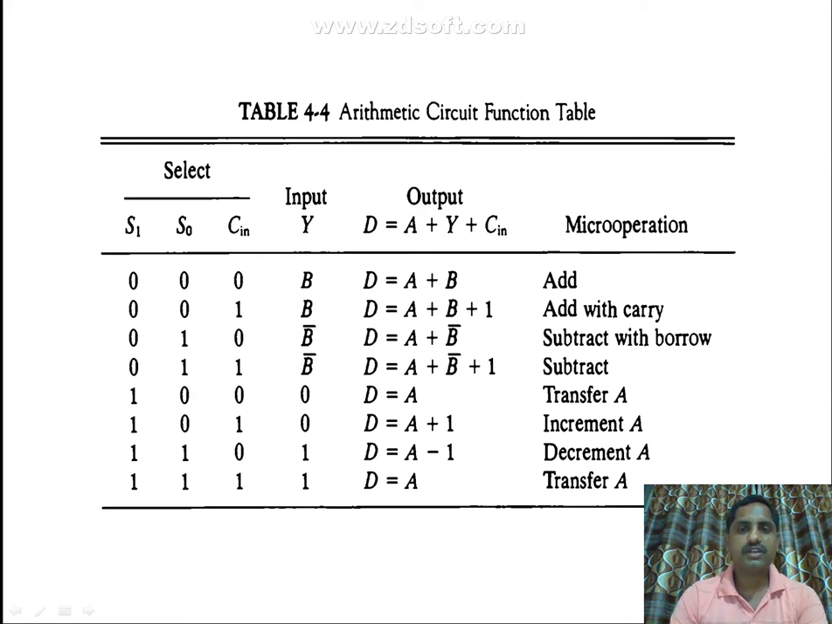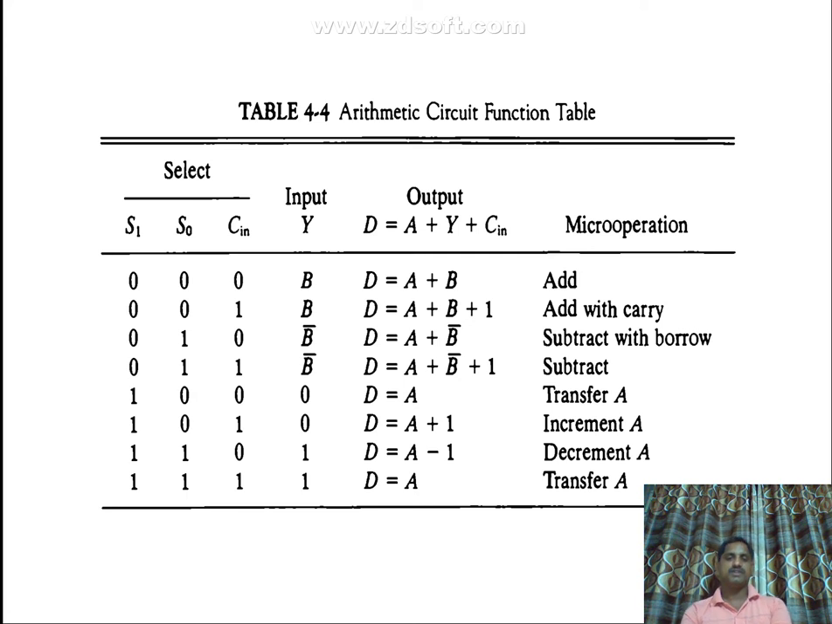See here the arithmetic circuit function table. Select S1 S0, input Y, output A plus Y plus Cin, micro operation. 0 0 0 is A plus B, addition. 0 0 1 is add with carry. 0 1 0 is subtract with borrow, and 0 1 1 is subtract. 1 0 0 is transfer A, and 1 0 1 is increment A. The next, 1 1 0, is decrement A, then all ones is transfer of A. So in the arithmetic circuit function we perform different micro operations: add, add with carry, subtract with borrow, subtract, transfer A, increment A, decrement A, and transfer A. So different types of micro operations are performed in a single arithmetic circuit function.